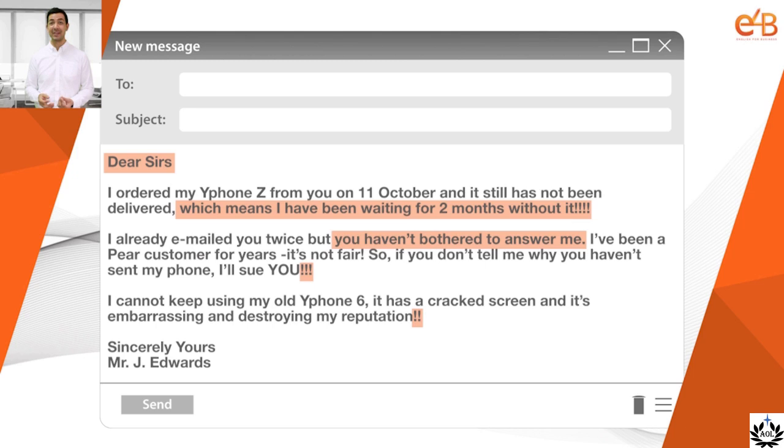Another issue is this line, "You haven't bothered to answer me." It's important to avoid making accusations in a complaint letter, and you should really just stick to the facts. The writer does not know for sure that his emails were ignored. He only knows for sure that he has not received a reply.